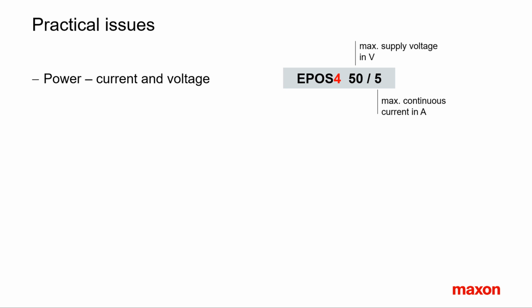Some practical issues when selecting a controller. Power. The main difference between the different versions within one controller family is the supply voltage range and the current capabilities indicated in the designation. The maximum current rating is typically twice or 3 times higher than the continuous current rating and can be available up to a minute. Between the different controller types, there may also be differences in the number and functionality of the additional IOs. Select the version that fits best to your application.